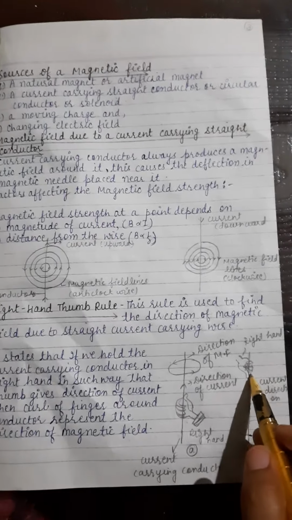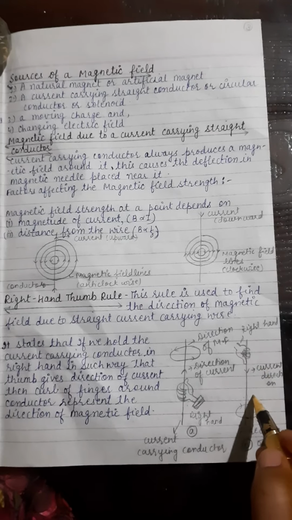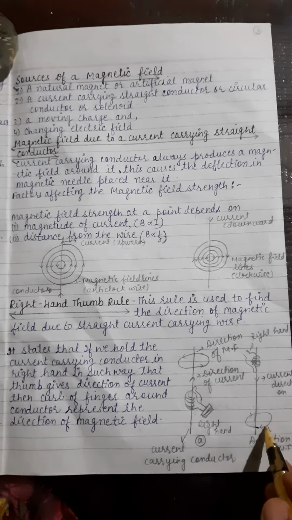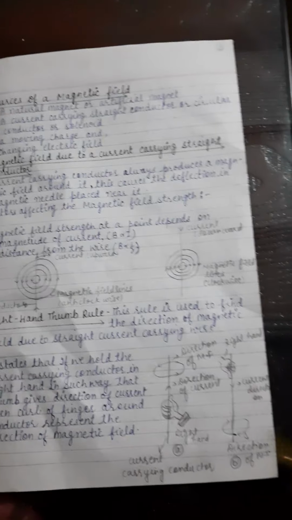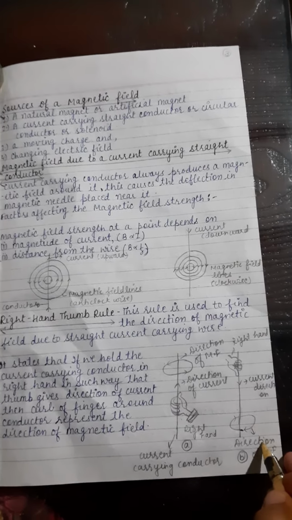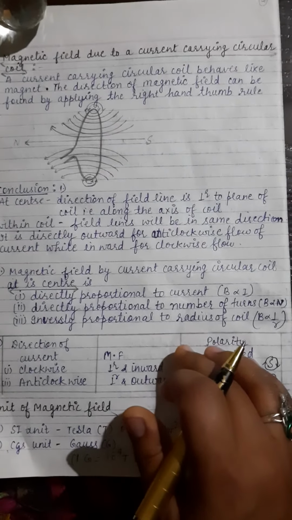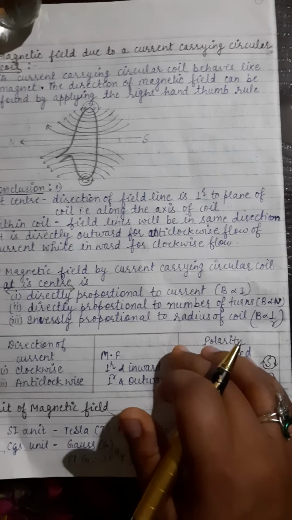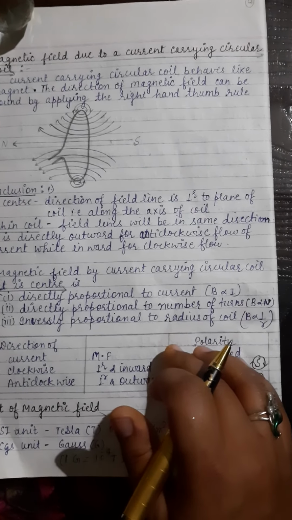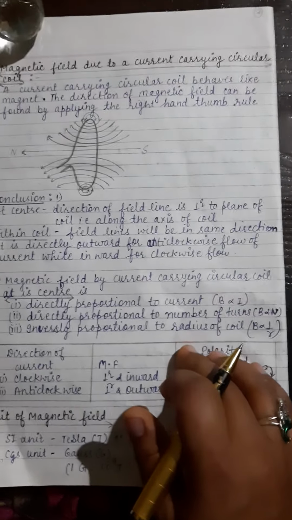Again, in the second situation of the right hand, we have taken the current direction from upward to lower direction, and the direction of the magnetic field is given as clockwise. Clear, students? This is all about the magnetic field around a straight current carrying conductor. Now the second source of the magnetic field was the circular loop.